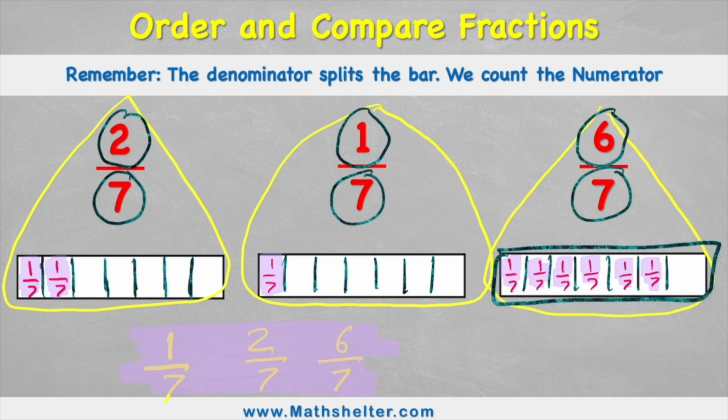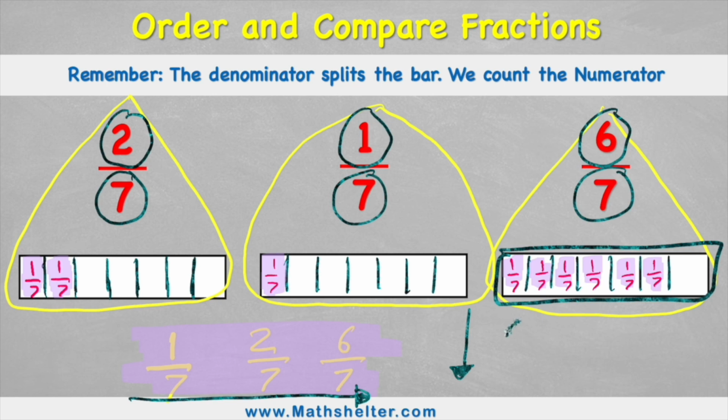So when our denominators are the same, all we really need to do is look at the numerators and put them in order. So this way round, this is what we called the ascending order from smallest to largest, but we could have the opposite. We could have the descending order, which means that our numbers go from largest to smallest. So the descending order would therefore be 6/7, then 2/7, and then 1/7.